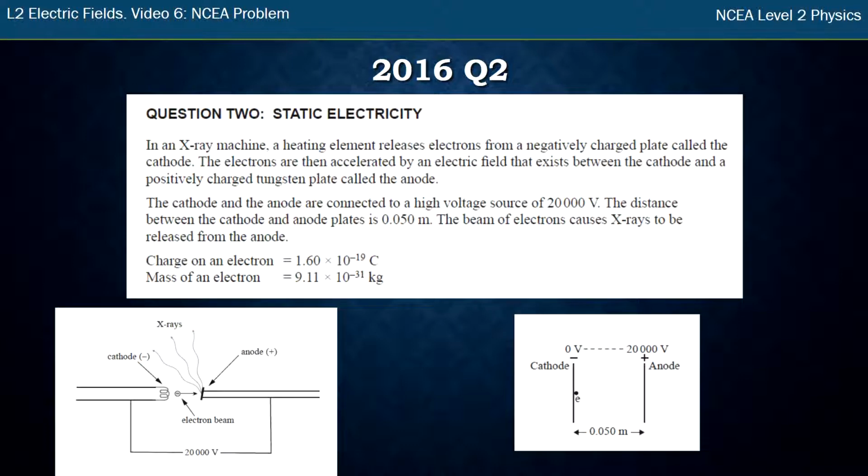So it says an X-ray machine has a heating element that releases electrons from the negatively charged plate, and those electrons are accelerated by an electric field towards an anode. The anode and cathode are connected by a high voltage source of 20,000 volts, and the distance between them is 0.05 meters. We're given the charge of the electron and the mass of the electron as well.